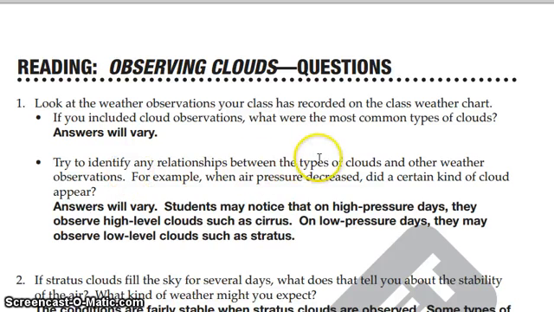Try to identify the relationship between the types of clouds and other weather observations. For example, if air pressure decreases, what type of cloud would you expect to see? And again, the answers vary on these, and we kind of just picked more examples for the day that we were in class, and we can look out the window and see what we can. But we have here, students might notice on high pressure days that they observe high level clouds, such as cirrus clouds, and on low pressure days they might observe low level clouds, such as stratus clouds.